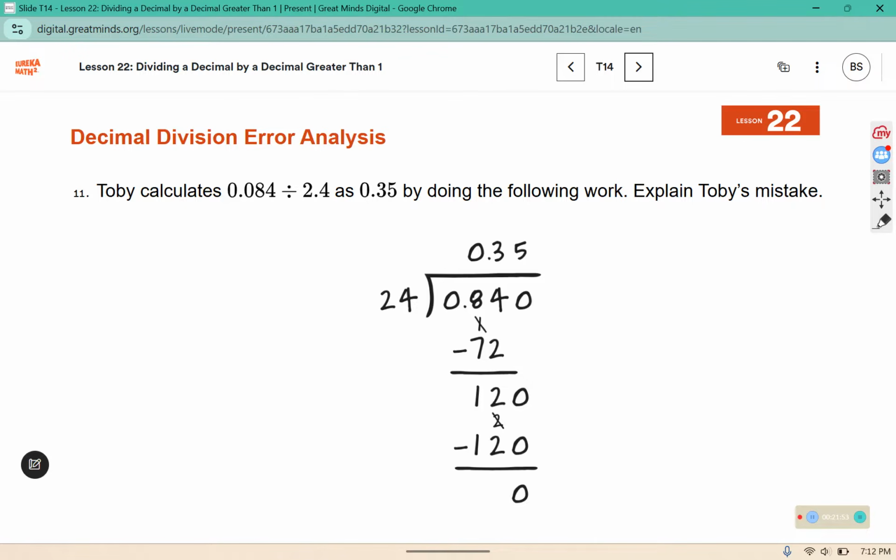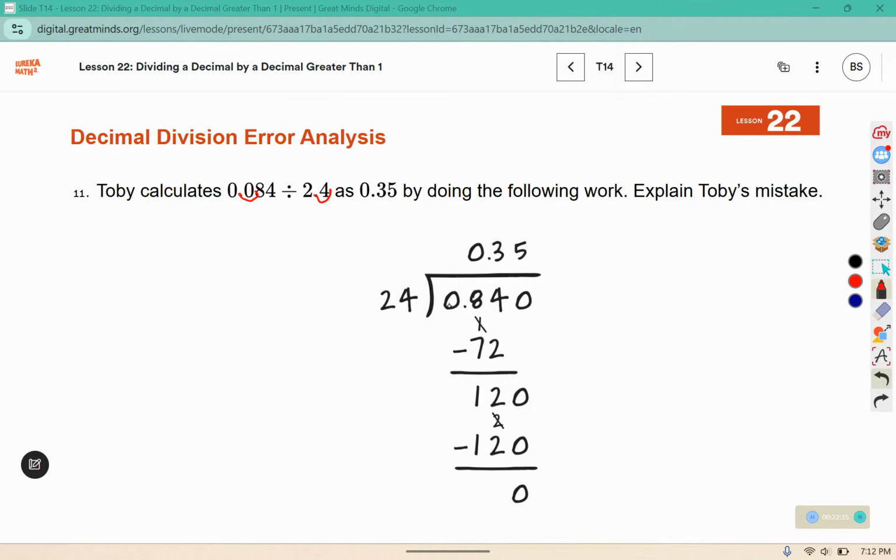Toby calculates 0.084 divided by 2.4 as 0.35 by doing the following work. Explain Toby's mistake. I would move this to the right one spot and to the right one spot. So it looks like he has these values correct.